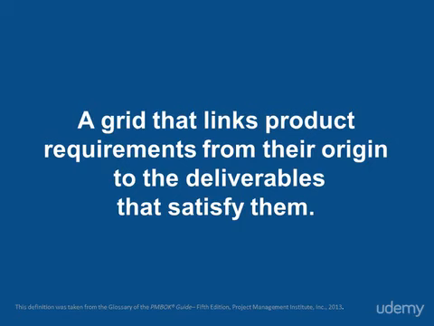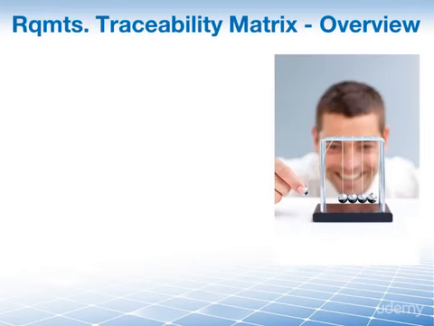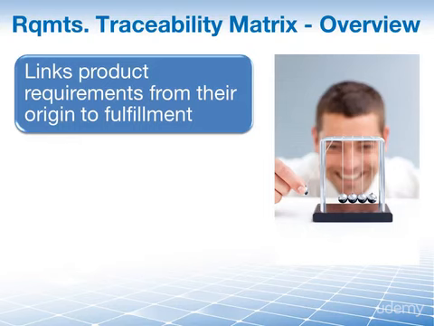We have now arrived at the requirements traceability matrix according to the PMBOK guide. A requirements traceability matrix is a grid that links product requirements from their origin to the deliverables that satisfy them. Let's analyze this a little deeper. So the requirements traceability matrix is a table that links product requirements from their origin and then throughout the project lifecycle, which means it really links product requirements to their final fulfillment, which is the deliverable you're handing over to your customer.